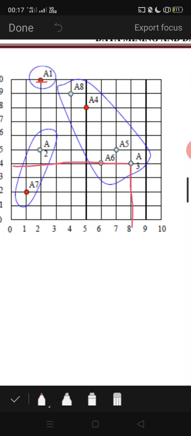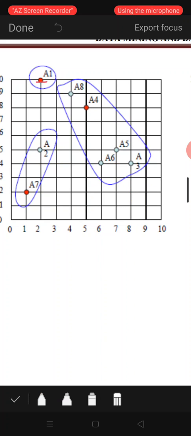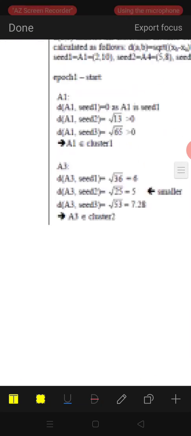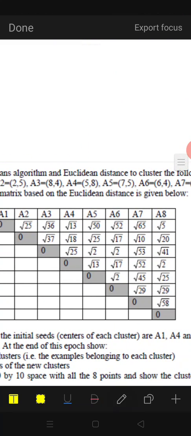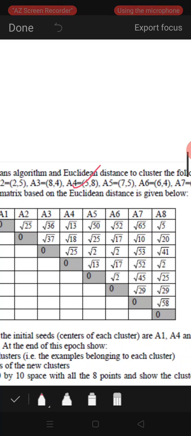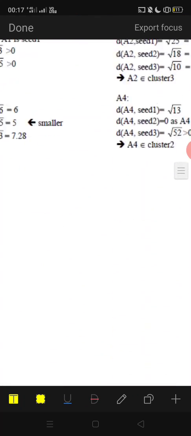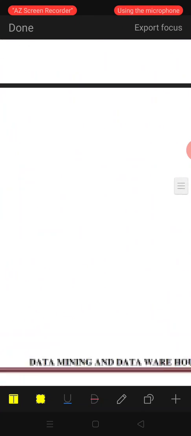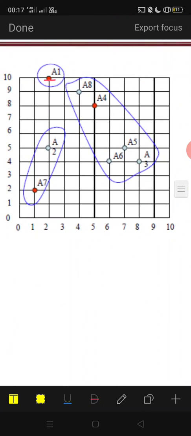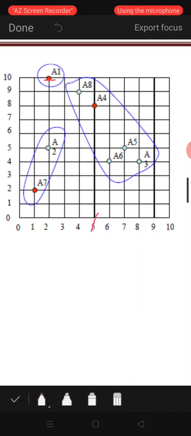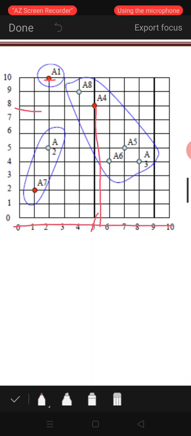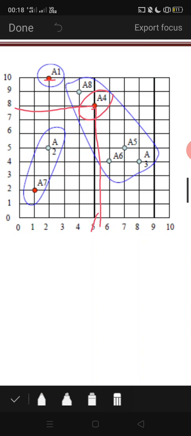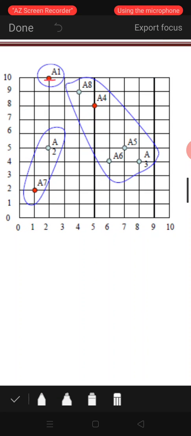Each point you should write on the x-axis and y-axis. In the questions, they will give you these points and you have to select them. A3 is 8 4, as I just told you. A4 is 5 8: x-axis 5, y-axis 8. This is A4. Like this way, you have to mark all the points.